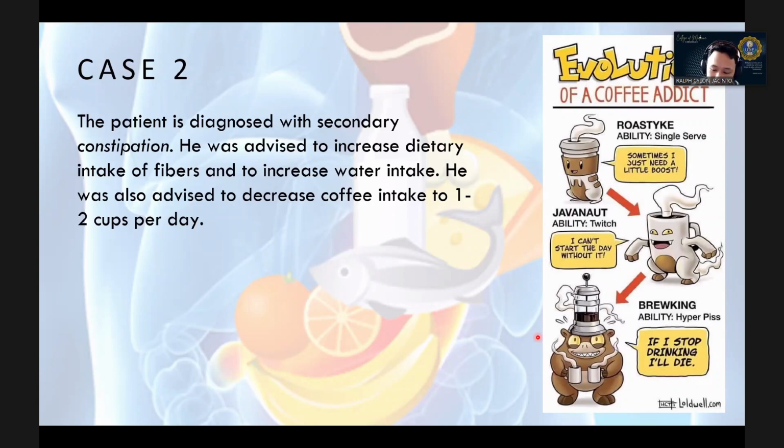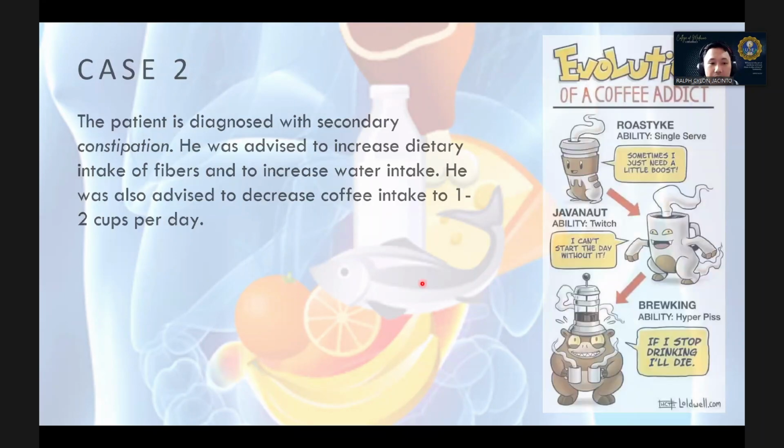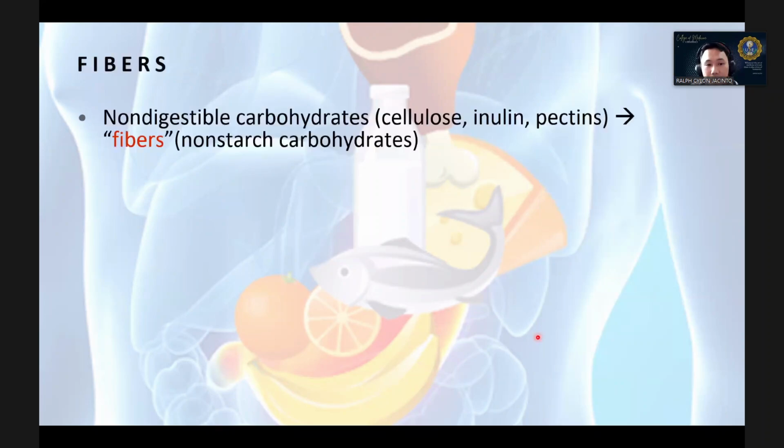Yeah. So what would be the function of your fibers here? So your fibers are part of, or another name for, your non-digestible carbohydrates. So from the name, non-digestible, our body does not have an enzyme that will break down these types of carbohydrates. Examples are your cellulose, inulins, and your pectins.